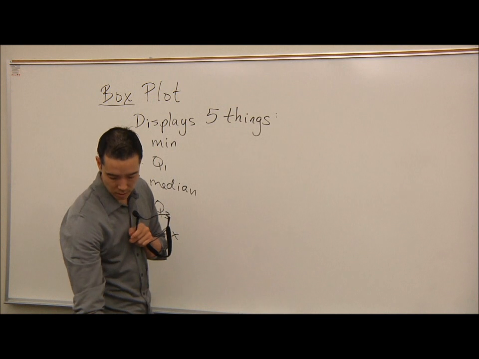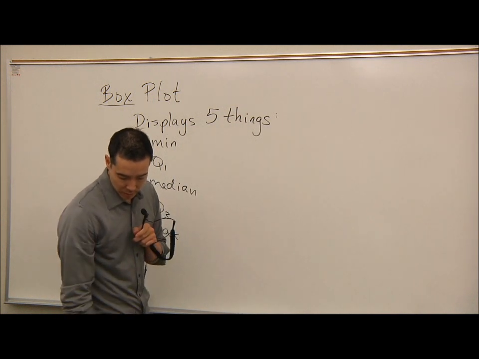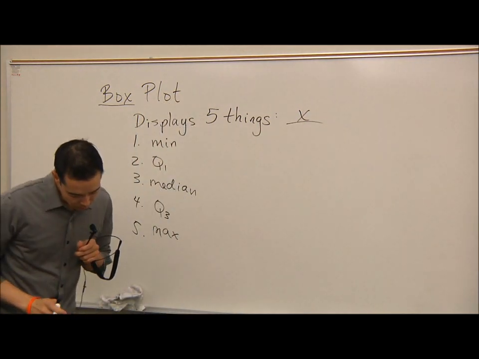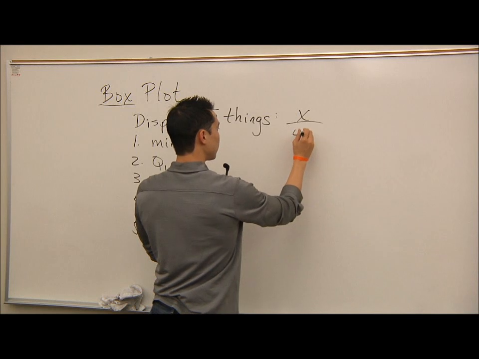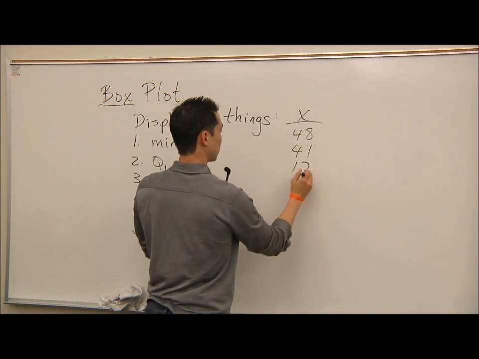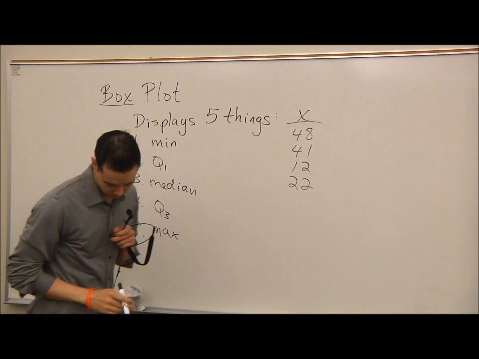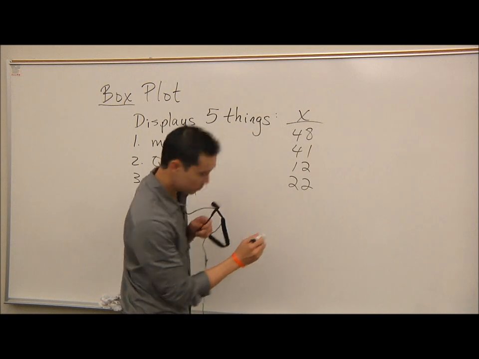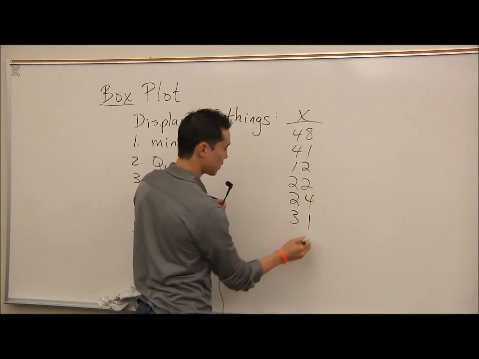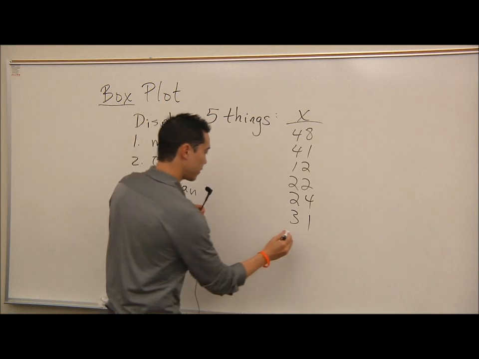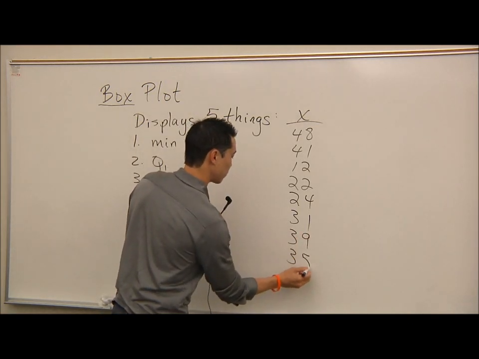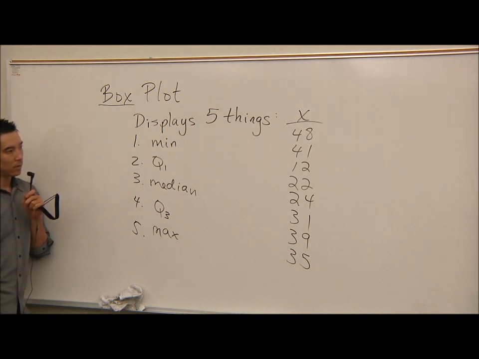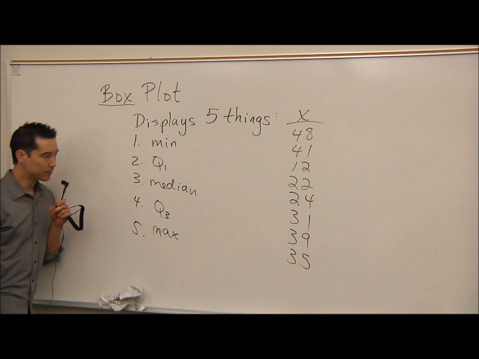Let me give you some numbers. So let's say here's my data set, X. These are my values: 48, 41, 12, 22, 24, 31. And let's just do a couple more: 39, 35. All right, a relatively small data set here, small sample.